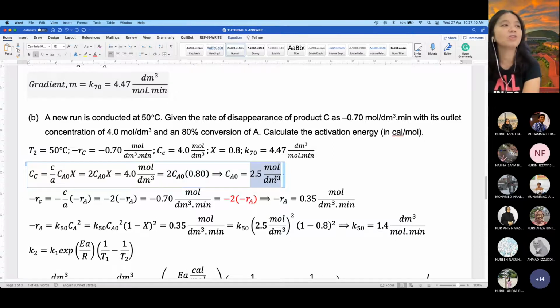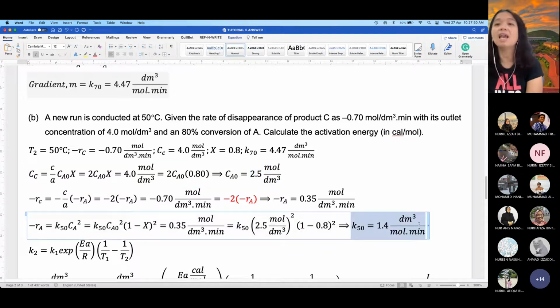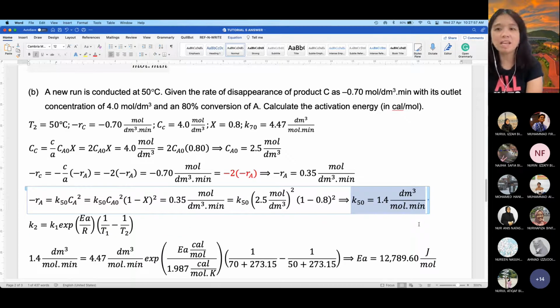Okay, now that we have 2.5, we come back to the previous equation and replace CA0 with 2.5. Then only will you get your K at the new temperature, which is 1.5, K at 50 Celsius. Now that we have K at 50 Celsius, we can solve it. We already know K1, K at 70 Celsius. I also already know K at 50 Celsius.